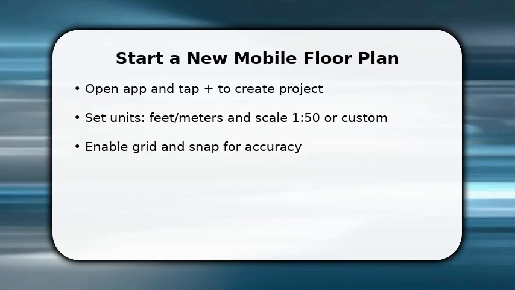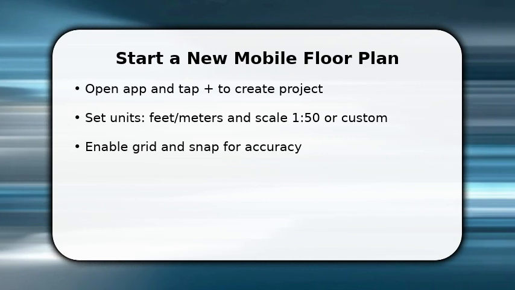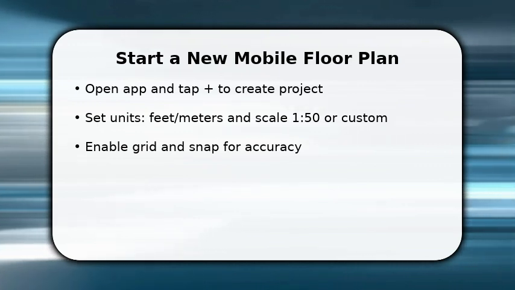You start by creating a new project and choosing the right unit so measurements stay reliable. Open the app, tap the plus new plan icon, and name the project. Next, set scale and unit preferences, feet or meters, and enable grid and snap so walls align cleanly.